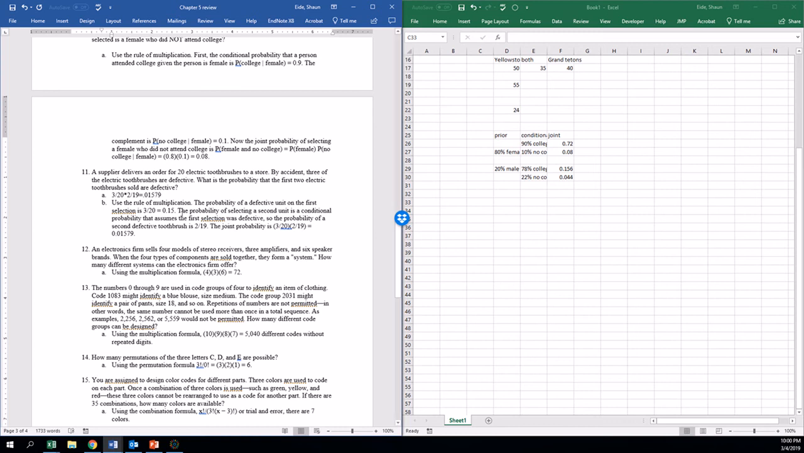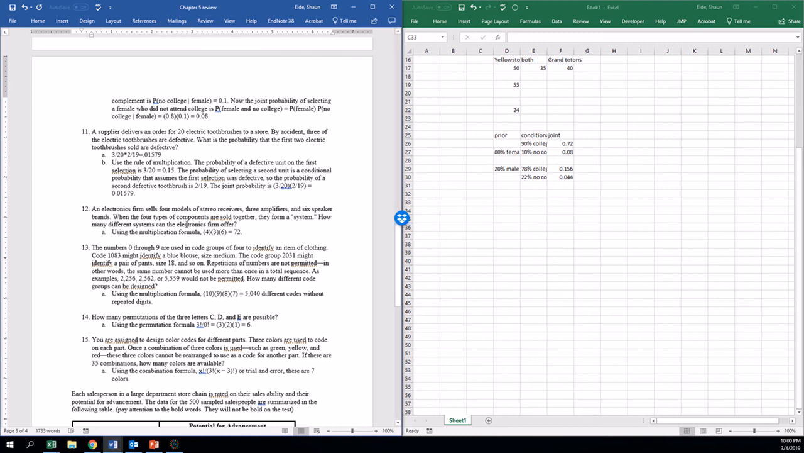0.01579. And going to number 12. An electronics firm sells 4 models of stereo receivers, 3 amps, 6 speaker brands. When the 4 types of components are sold together, they form a system.